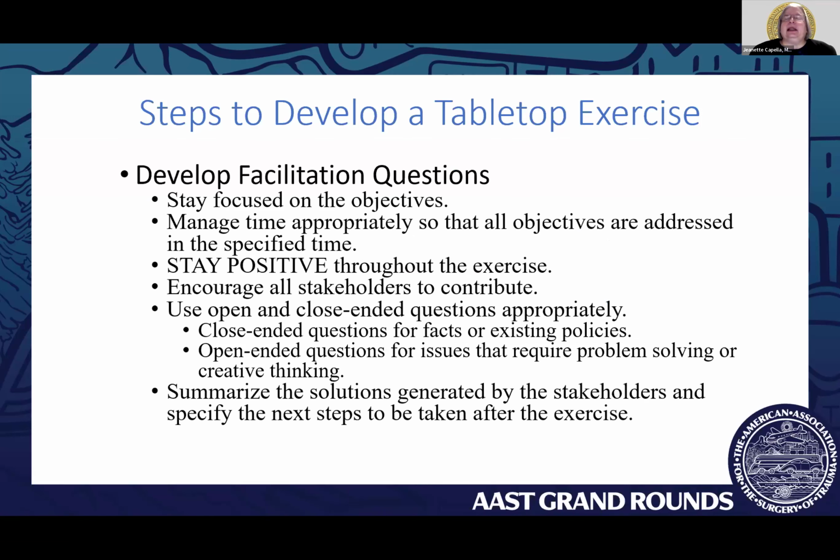And then finally, developing the facilitation questions. I think anyone who's taken the ATLS instructor course will find this familiar. You want to stay focused on the objectives. You want to manage time appropriately so that you get to everything. You want to stay positive. You don't want to be accusatory or make this a negative experience. And you want to encourage everyone to participate.